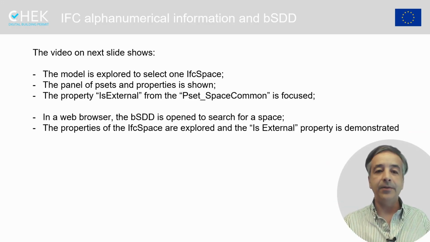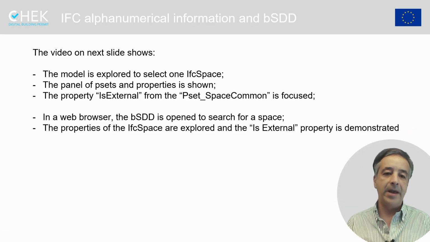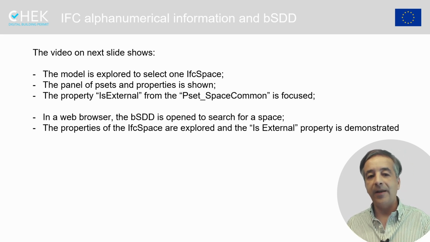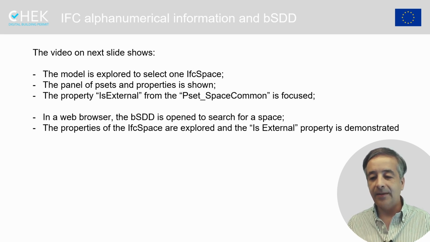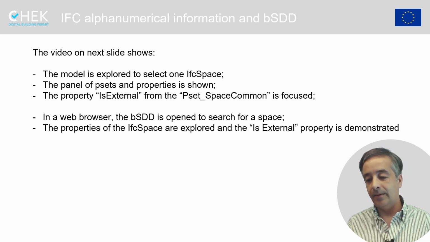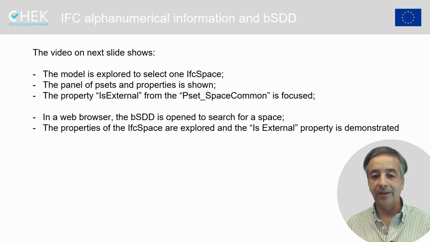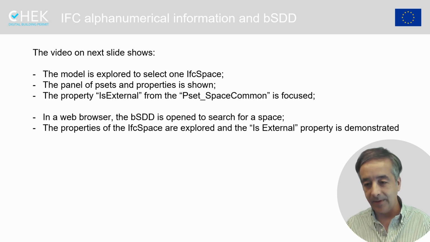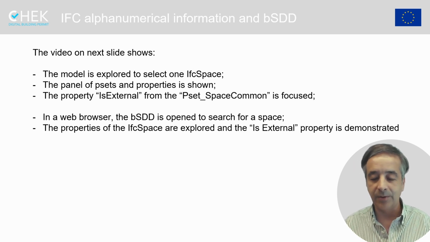So let's continue. We now go for another video which will explore a little bit more into one IFC space and what information IFC space will contain. We will see that the BIM objects in an IFC model will contain something that is called property sets. The property sets are managed by Building Smart Data Dictionary, and we are going to show you the property set space common that contains a property named isExternal. So this all will be shown in the software, the same software that we were using before.